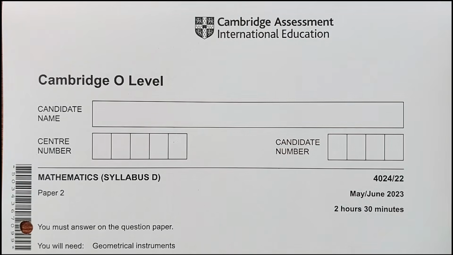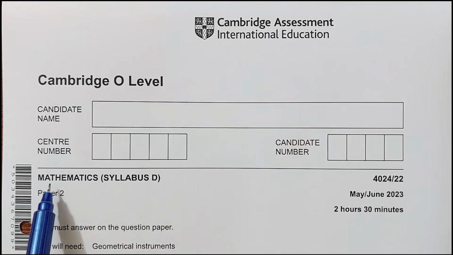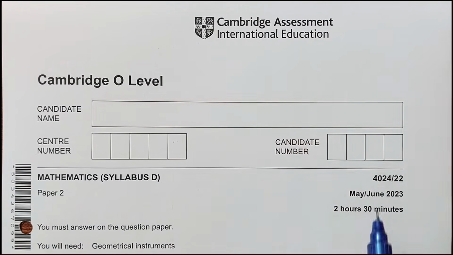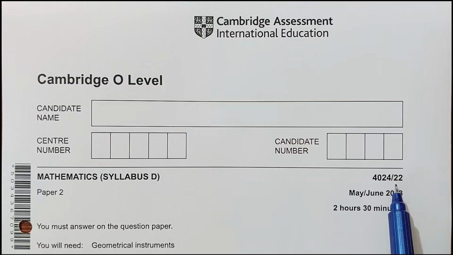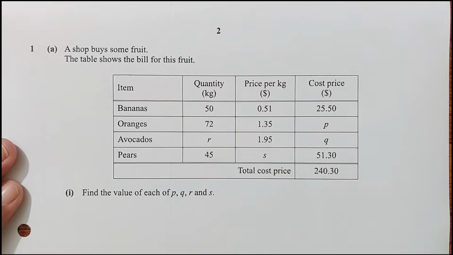Hi everyone, in this video I'm going to solve O-Levels Mathematics D Paper 2, May-June 2023 session, Paper 2-2. So let's start with the first question. Question number 1, Part A.